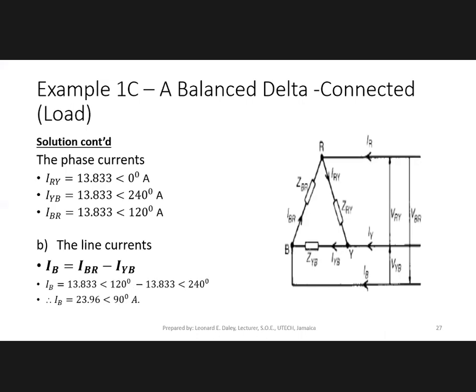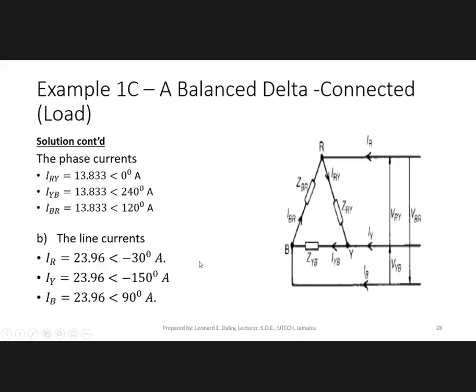And IB, 23.96 at angle 90 degrees. All right, so if you look on it, you will see that all the phase voltages have the same magnitude, and they are 120 degrees apart. And all the line currents have the same magnitude. And if you look at this, between here and here is 120 degrees. Right? Yes.